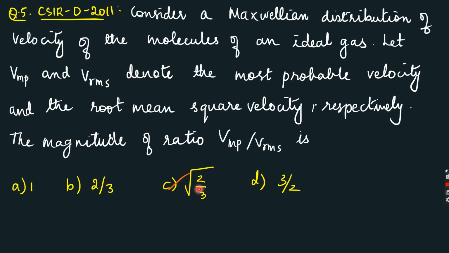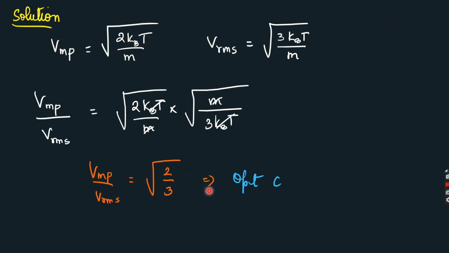Let us see the fifth problem of the session. Consider Maxwellian distribution of the velocity of molecules of an ideal gas. Let VMP and VRMS denote the most probable velocity and the root mean square velocity respectively. The magnitude of ratio VMP by VRMS is. So we know the formulas for VMP and VRMS, so we are going to just use the formula and then find the ratio of them.